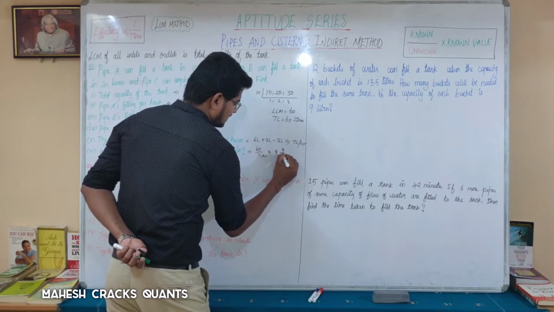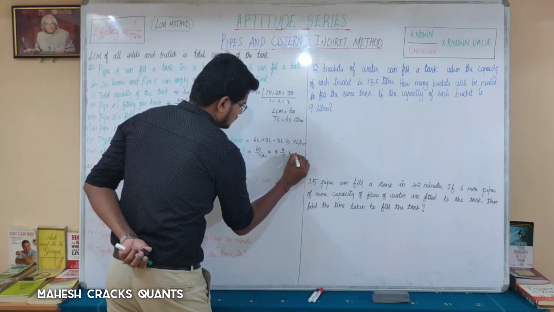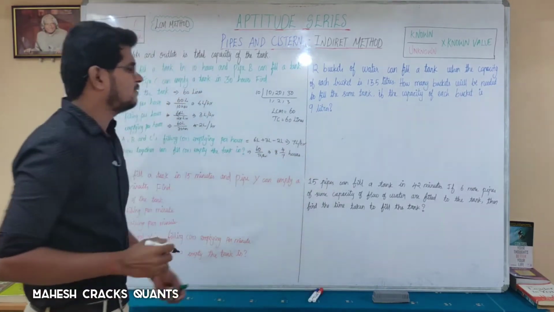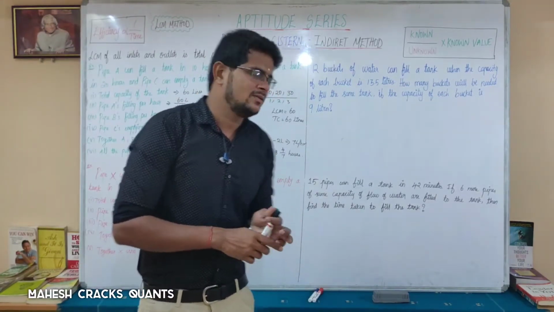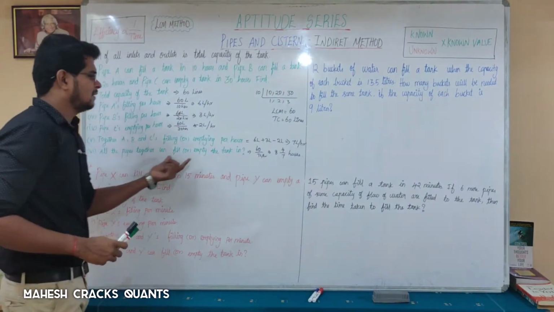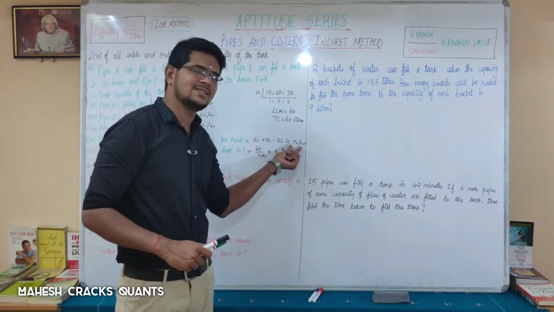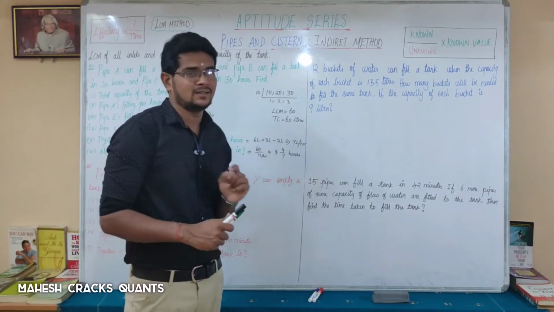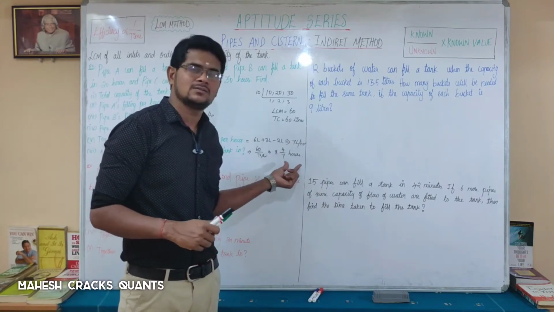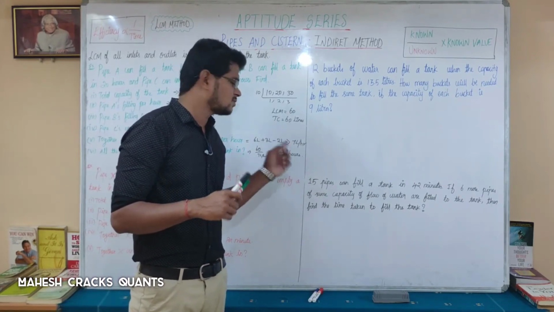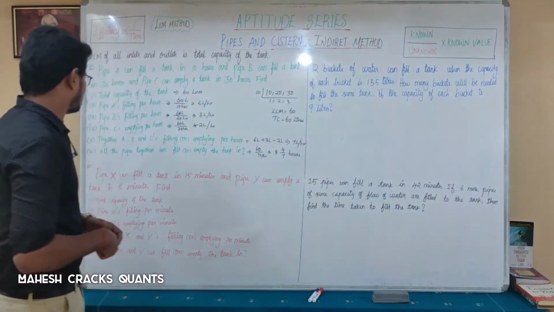Remaining 4 by 7 hours. So the answer for this question is 8 4 by 7 hours to fill the tank. It is not emptying, because the 7 is positive, so it is filling. So it takes 8 hours 4 by 7 hours to fill the tank. Come to the next question.